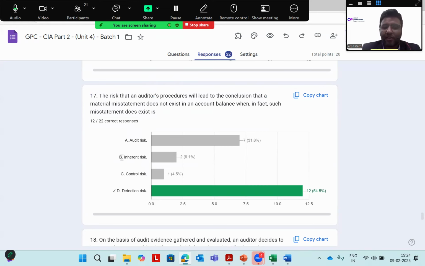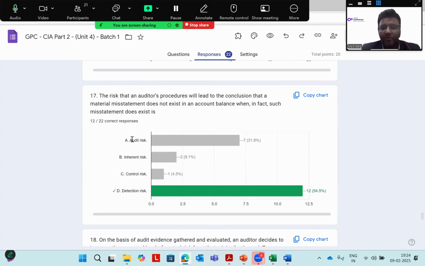People who have answered inherent risk: is this correct? Inherent risk is risk without control. Simple. Control risk is that the control will not be working effectively, right? So between the options, inherent risk and control risk are definitely not the answer. Three of you have selected B and C, which is definitely not a right answer.